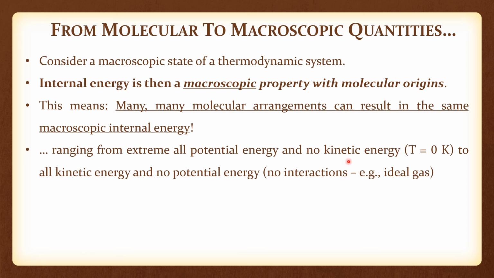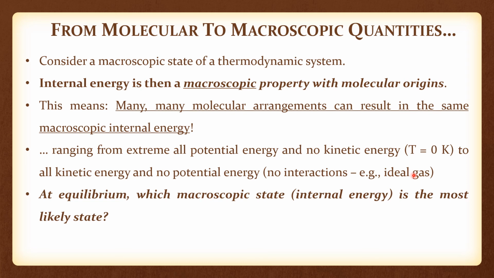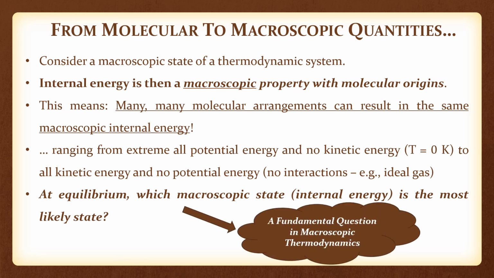So suppose I have a glass of water, and the glass of water has some internal energy of 100 joules. And that 100 joules could come from all potential energy and no kinetic energy of any kind, which is basically where all the molecules are frozen, 0 Kelvin, right? To another extreme of all kinetic energy and no potential energy, where I have, say, for example, an ideal gas, all my water molecules are in the vapor state, for example, right? So the question that comes is, at equilibrium, which macroscopic state is the most likely state? Which arrangements will be the most likely arrangements? This is a fundamental question, and this question is going to get addressed 2 lectures from now.